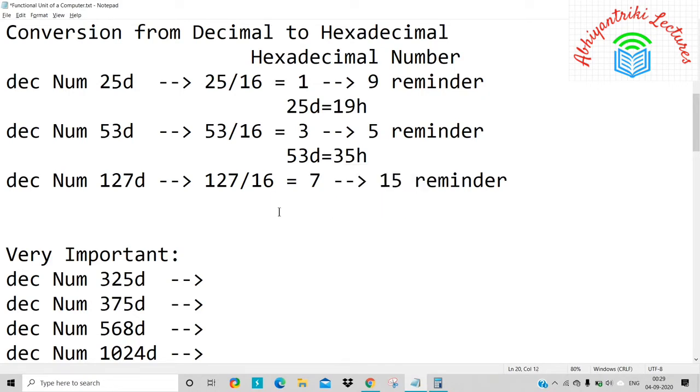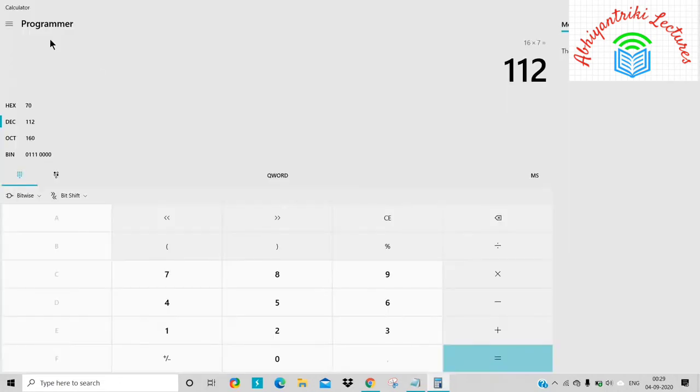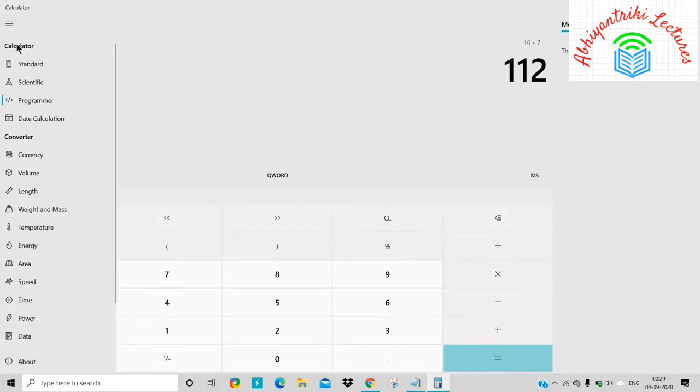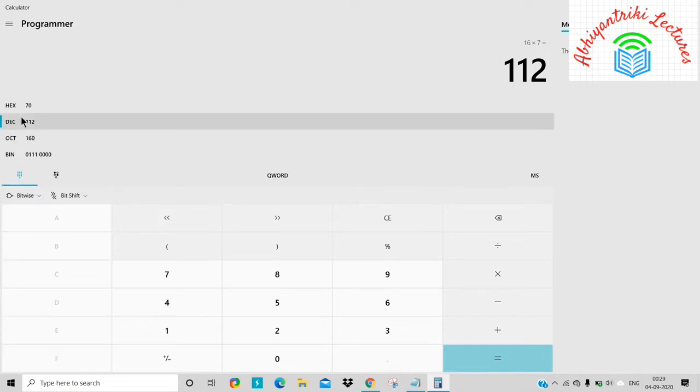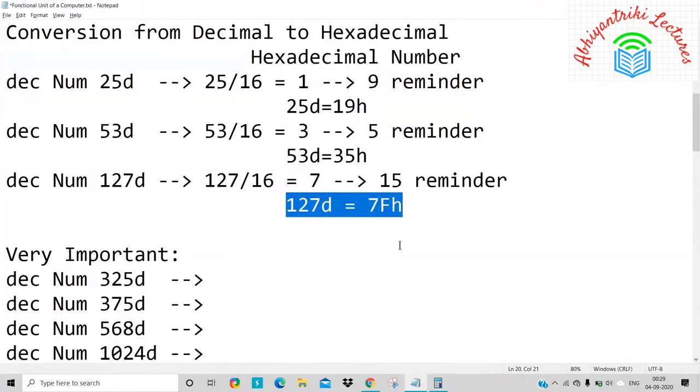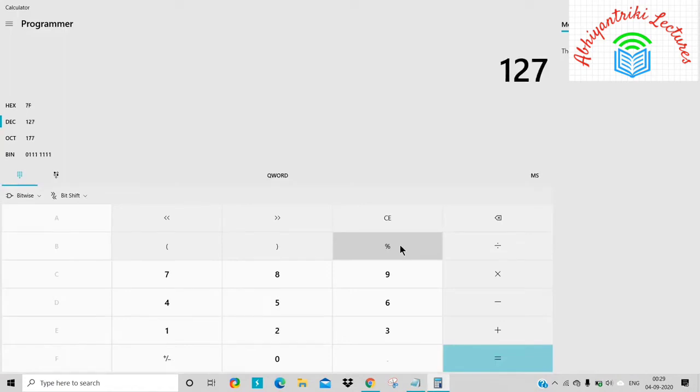Let me check this now. This is the programmer calculator. It is not the simple or standard calculator, it is programmer. In Windows 10 it's available. Here you can see hexadecimal, decimal, octal and binary. Let me keep it in decimal and type 127 here. The hexadecimal equivalent of 127 is 7F. That's what we got.